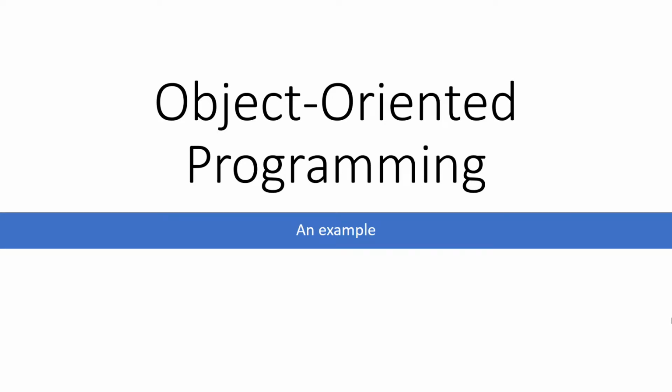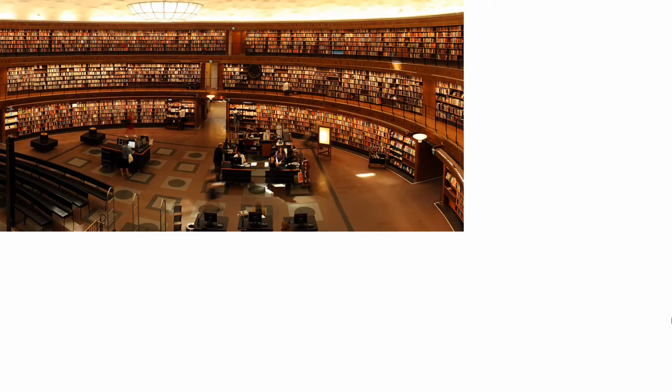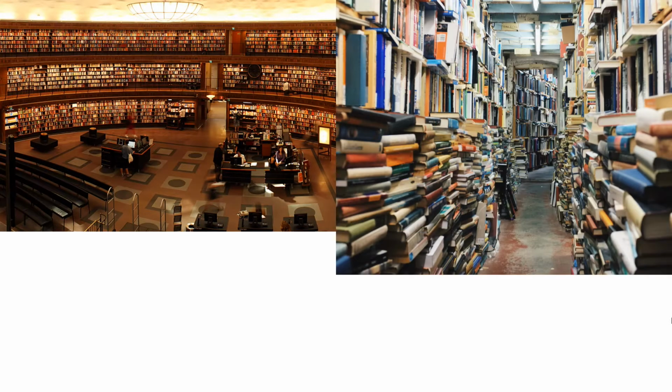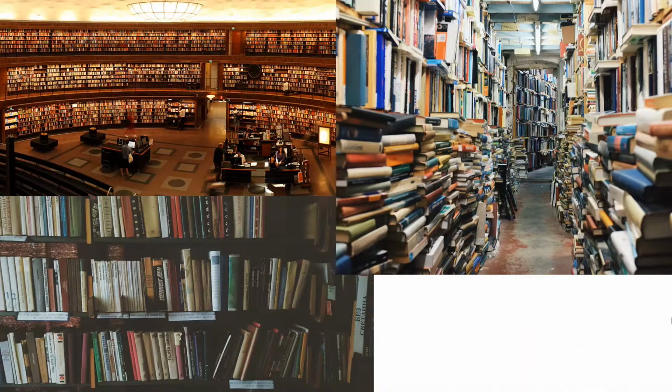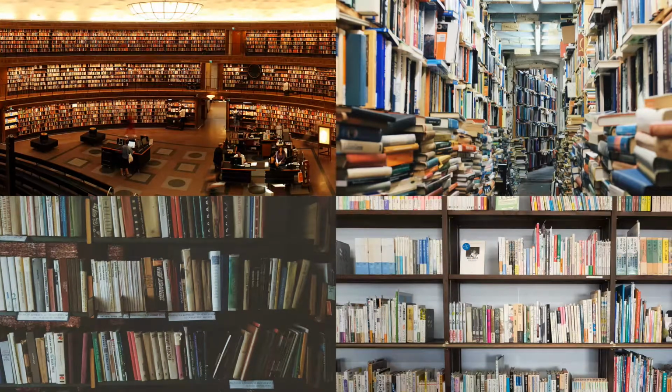I teach high school computer science, and I want to use an example to explain the basics of object-oriented programming. The example is libraries. There are lots of different kinds of libraries. They come in different sizes, of course, and for different purposes, but they all basically have one thing in common. They store books, and they store them in an organized way.